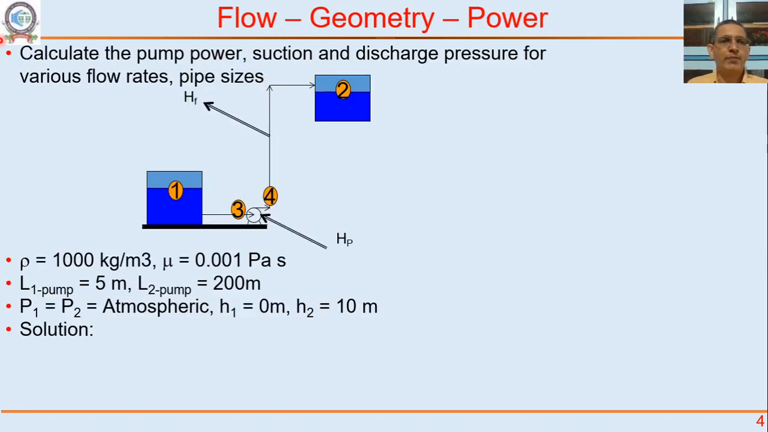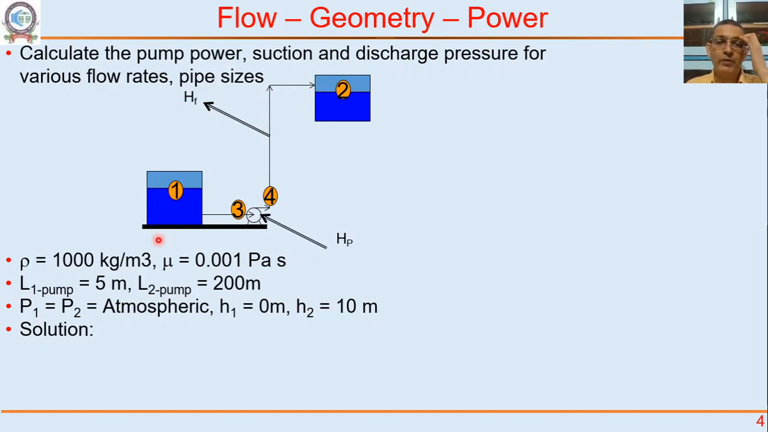Okay, here is a next problem. I would like you to calculate the pump power, suction and discharge pressure for the various flow rates and pipe sizes. The situation is the same as earlier. Rho is 1000 kg per meter cube, mu is 0.001 Pascal second, length between 1 and pump, that means 1 and 3, is 5 meters, length between pump and 2 is 400 meters. Length only matters in that flow is going from 4 to 2, so we prefer to write it as 4-2. P1 and P2 both are atmospheric pressures. H1 is 0, H2 is 10 meters.